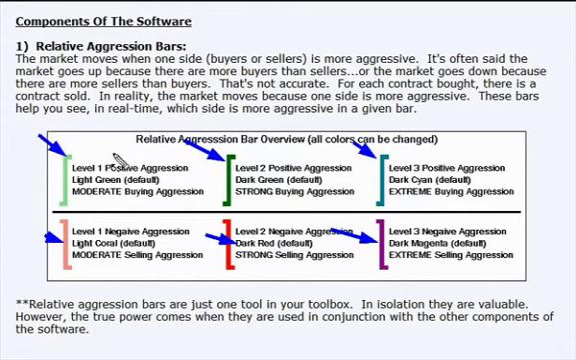The level 1s give us good information. They're telling us there's moderate selling aggression or moderate buying aggression. But really we want to focus on these level 2s and level 3s. Those give us what we call a bit of a roadmap.